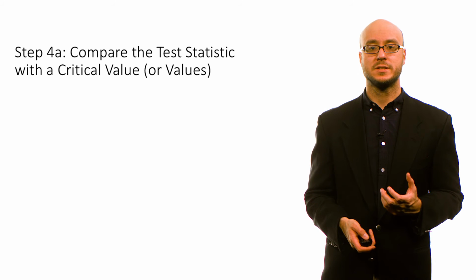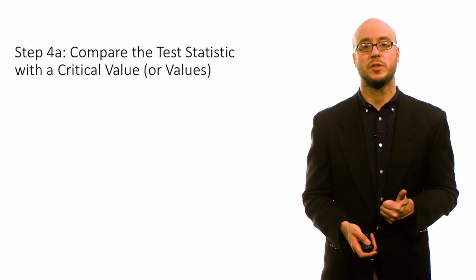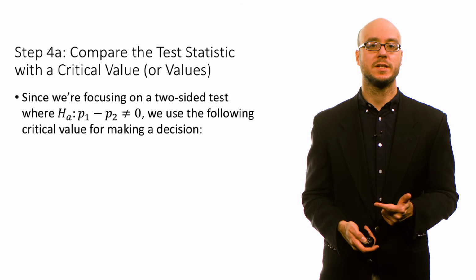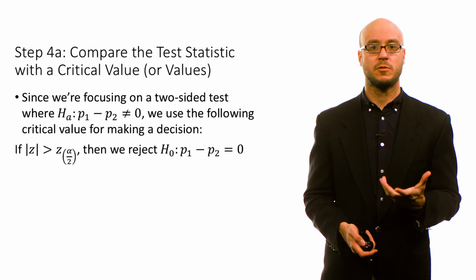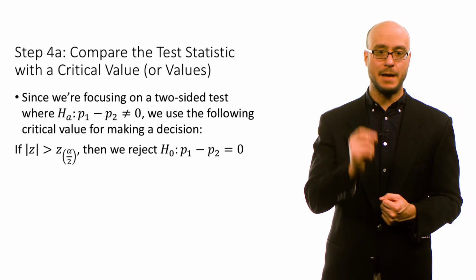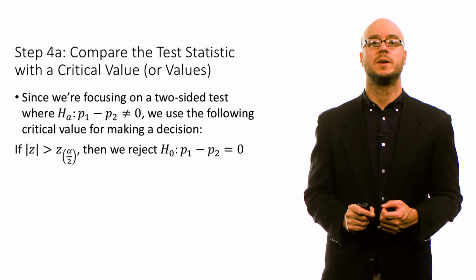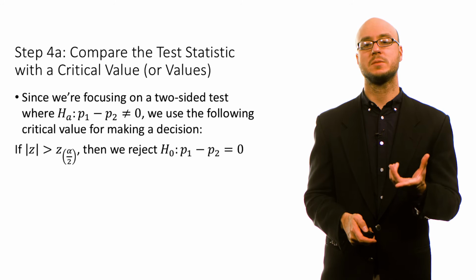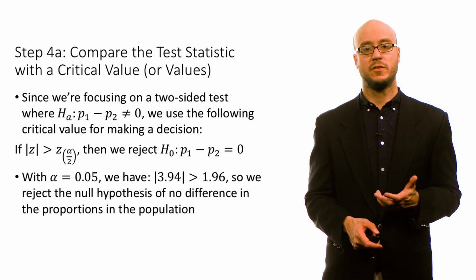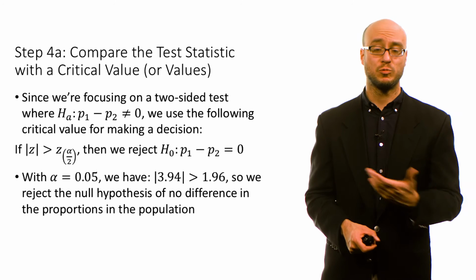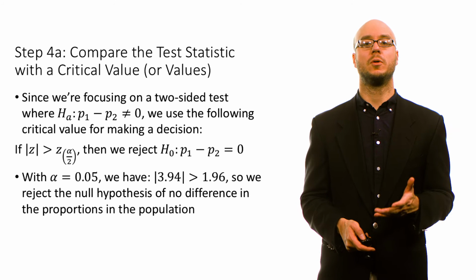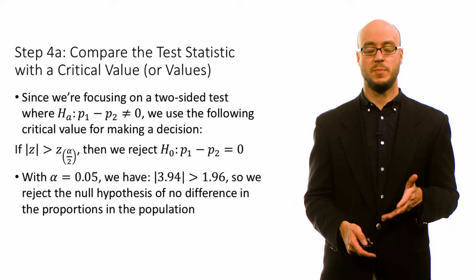We can formally examine this z-test statistic by comparing the test statistic with a critical value or calculating a p-value using the test statistic. Since we're using a two-sided test, we use the following critical value for making a decision. If our z-test statistic in absolute value is greater than or equal to z alpha divided by 2, we can reject the null that the difference in proportions in the population is 0. With an alpha of 0.05, we have the z-test statistic of 3.94 in absolute value. That's greater than 1.96, so we reject the null of no difference in the proportions in the population. To put it another way, men and women differ in their views of Wall Street executives.